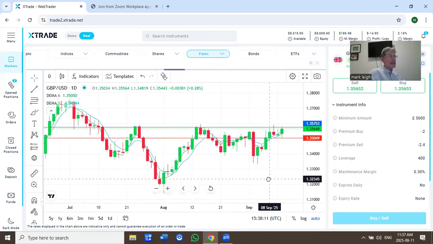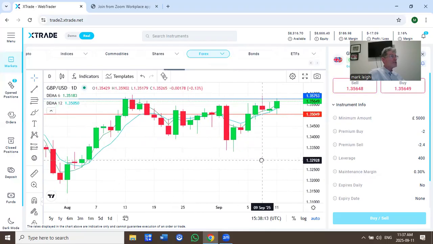Let's have a look at the pound. There you see the green candlestick, buying pound, selling US dollar, support at 135.04, resistance 135.75. Again, small wick at the top coming off resistance. That would be selling pound, buying US.